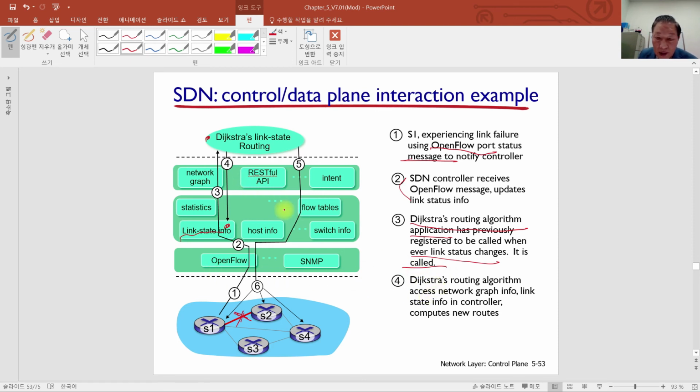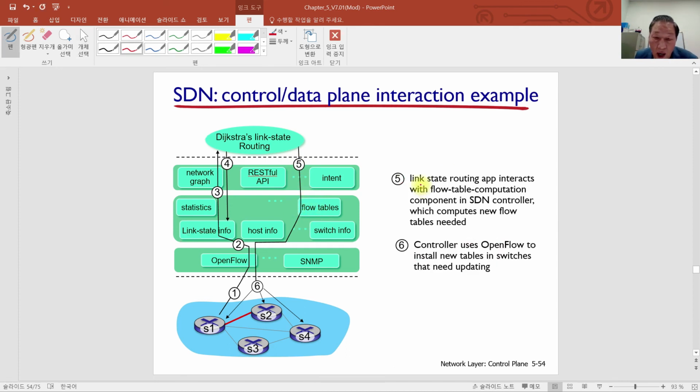Number 4, after running that routing algorithm, Dijkstra's routing algorithm accesses network graph information, link state information in the controller, and computes a new route. It is computing a new route. Then the next sequence number is 5. That will be given in this way. Number 5, the link state routing application interacts with the flow table computation component in the SDN controller, which computes the new flow tables needed.